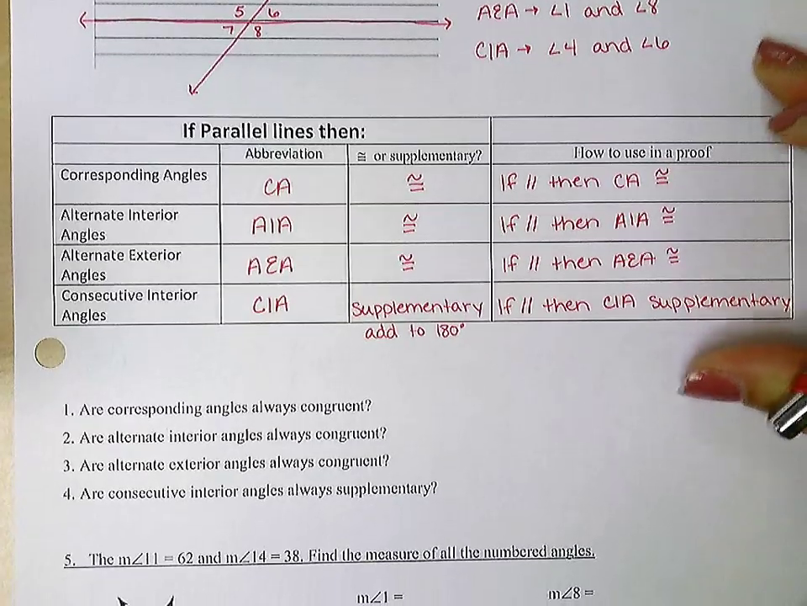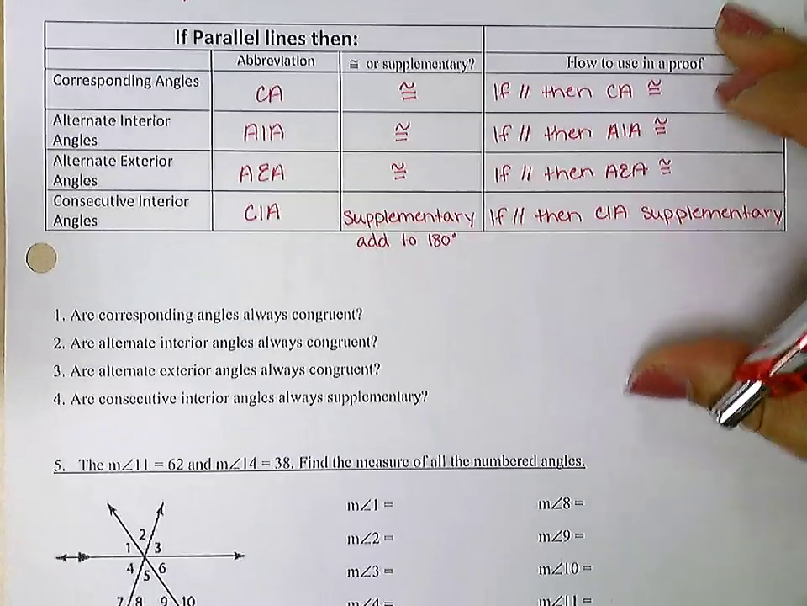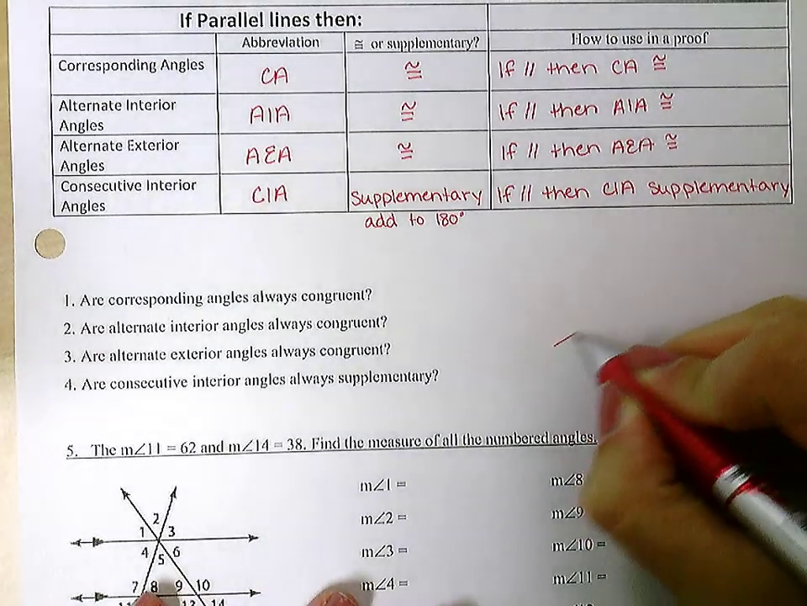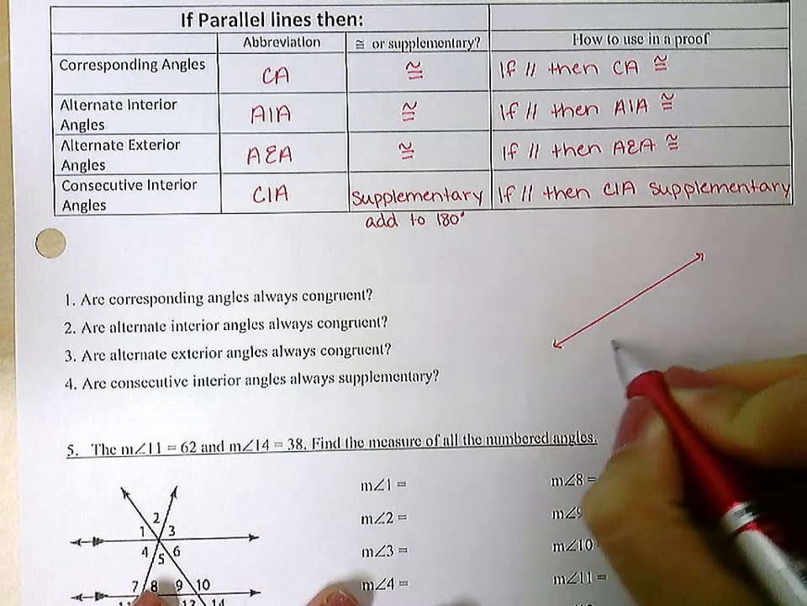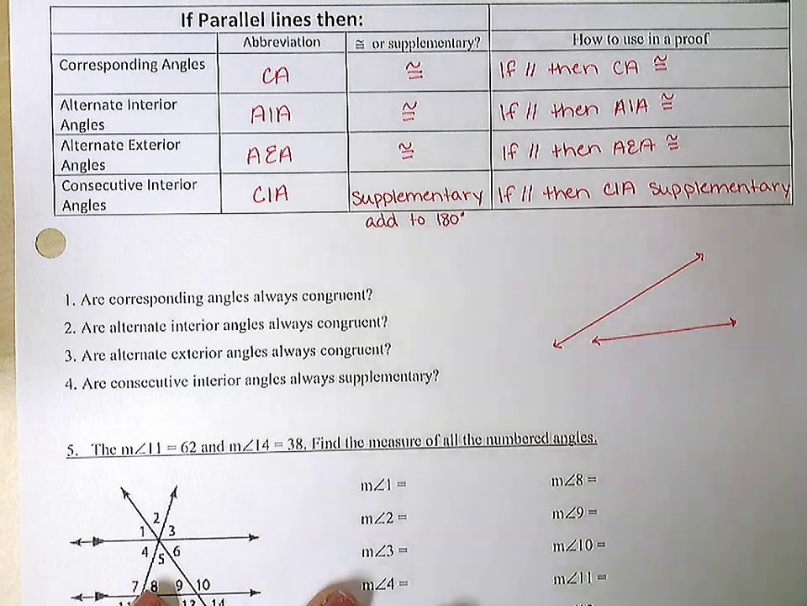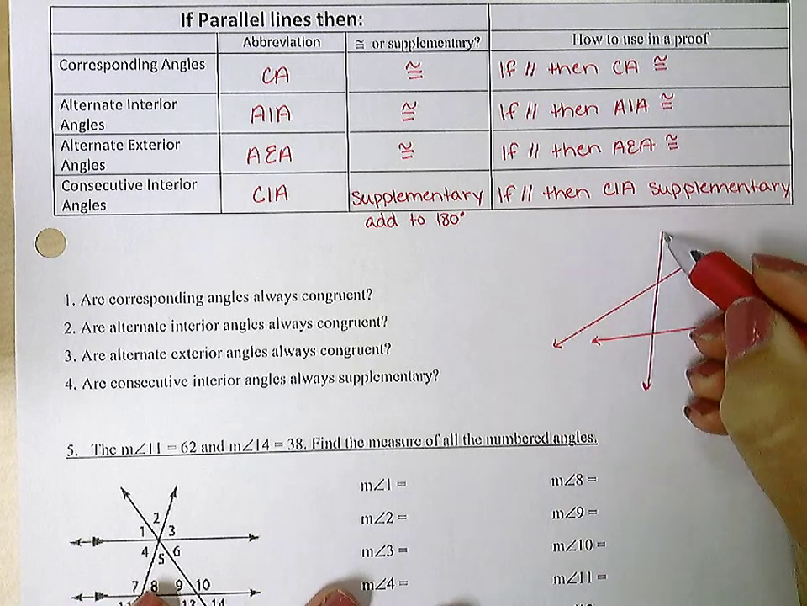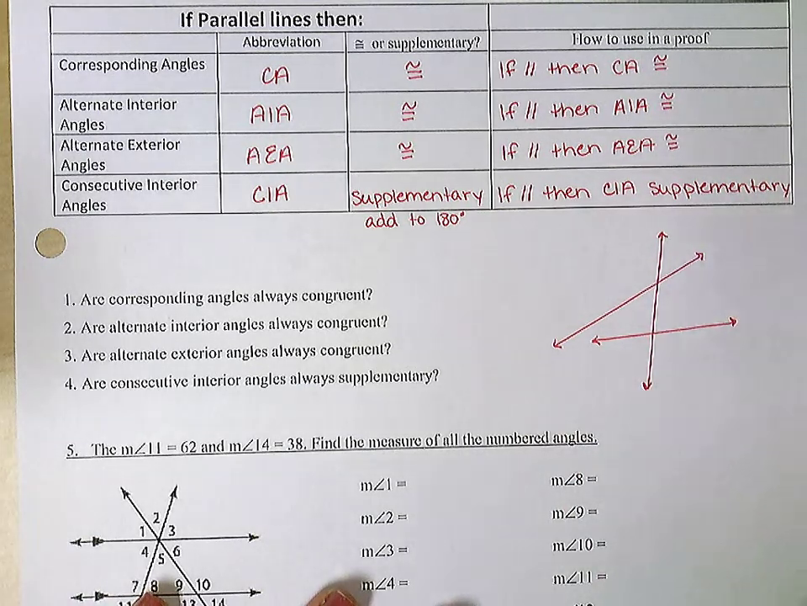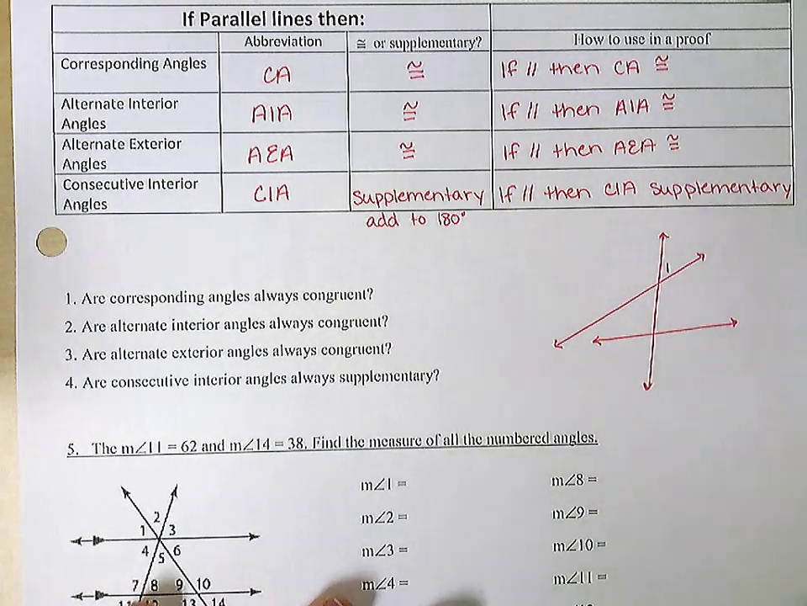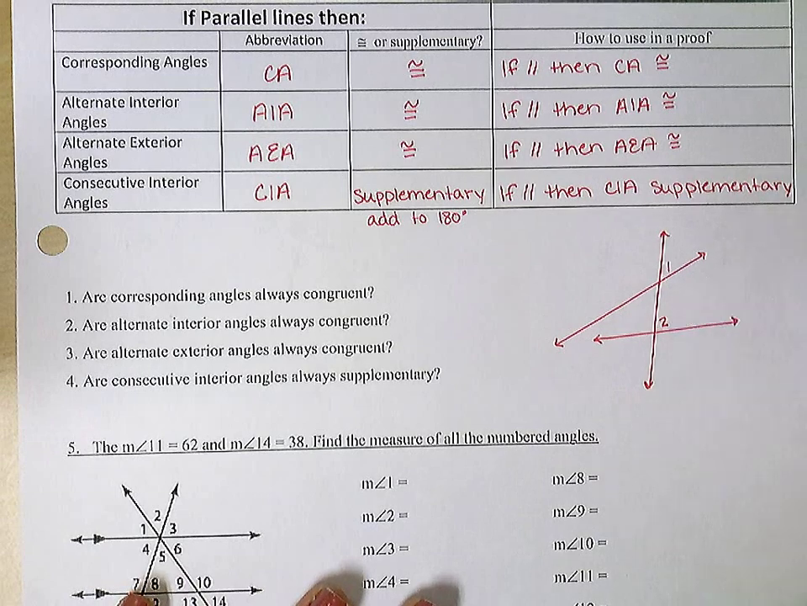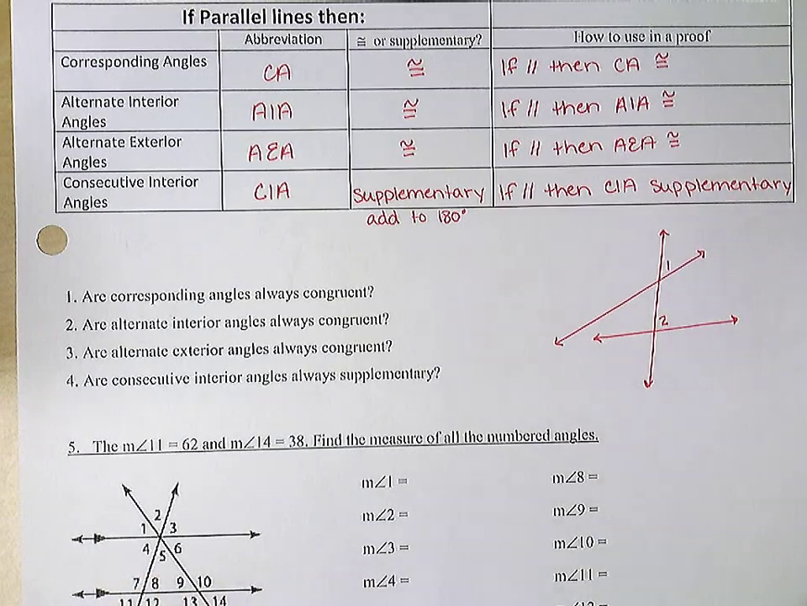All right, so I'm hearing a lot of yeses. I'm going to give you a scenario here. I have these 2 lines. I have a transversal that cuts through those 2 lines. If I label this angle 1 and this angle 2, those are still corresponding angles. But are they congruent to each other?